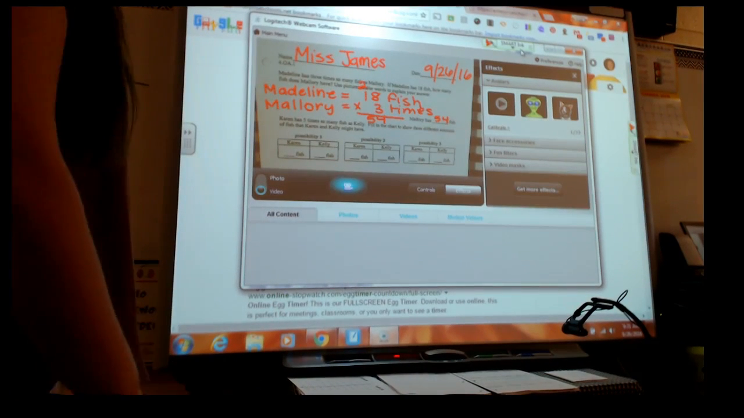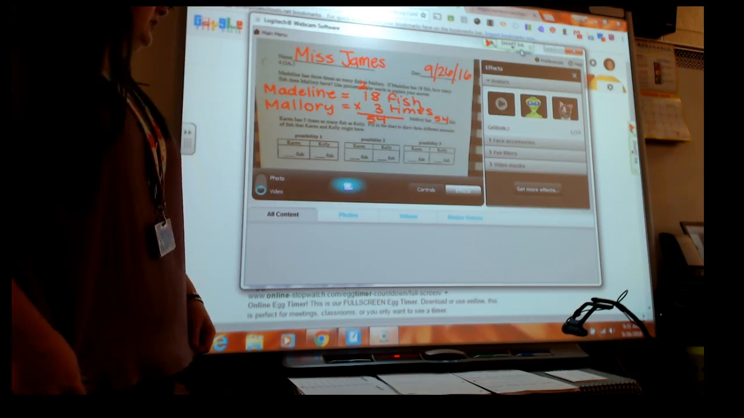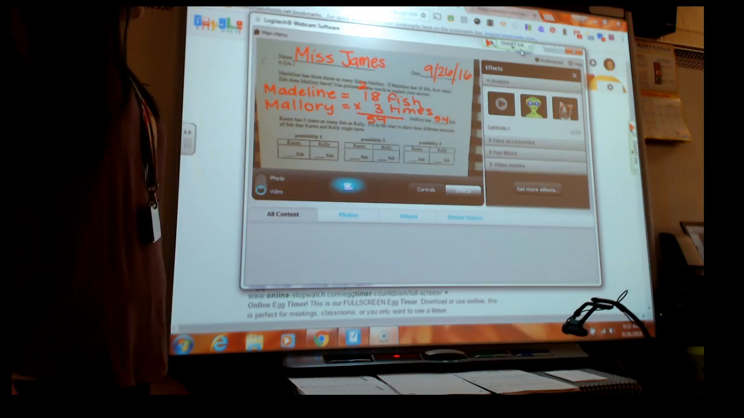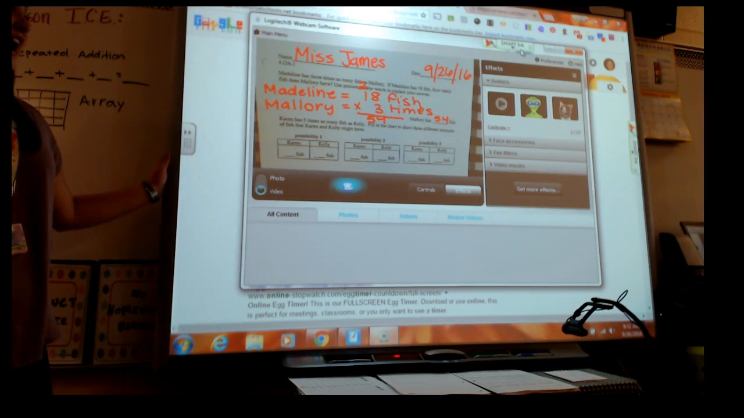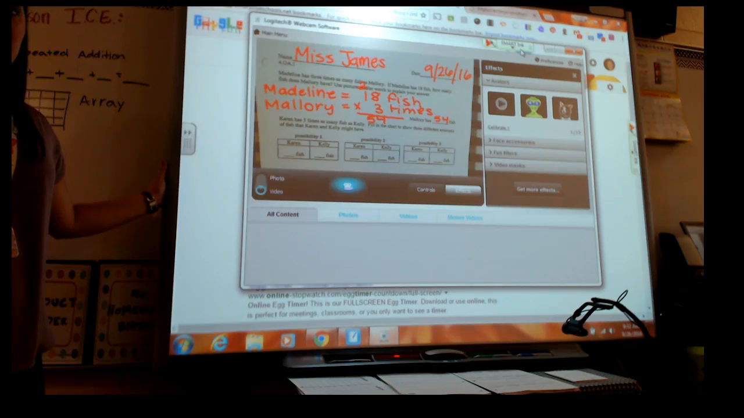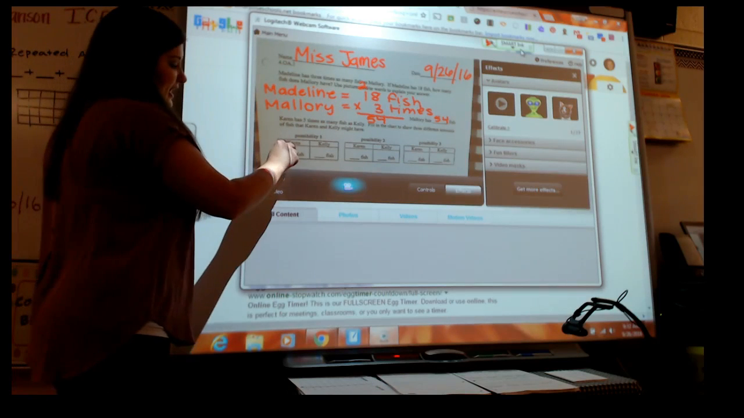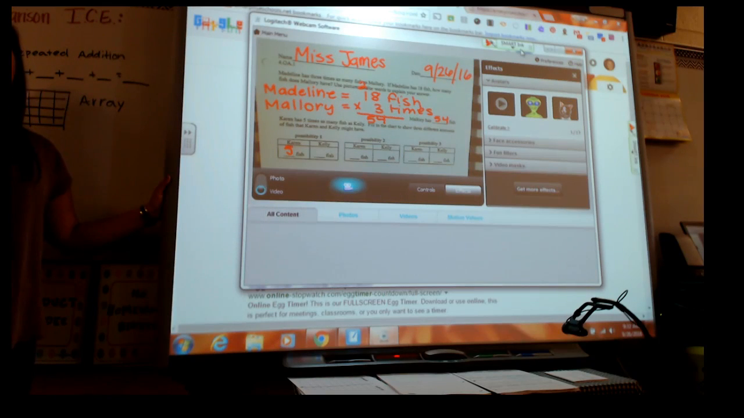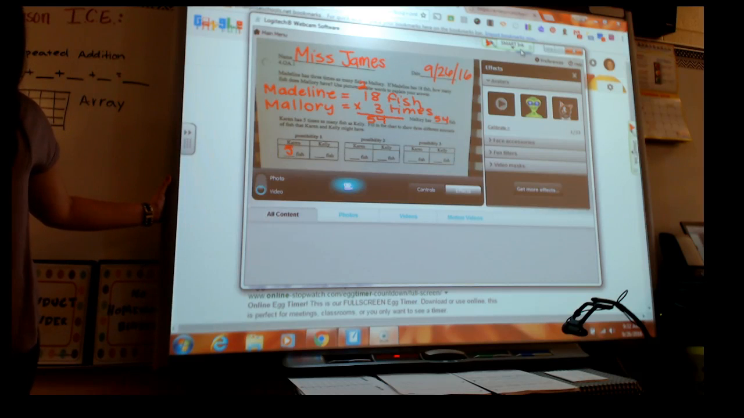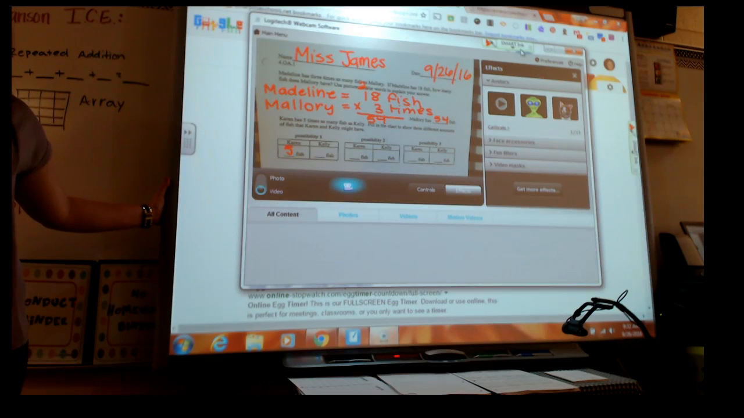Alright, next. Karen has 5 times as many fish as Kelly. Fill in the chart to show 3 different amounts of fish that Karen and Kelly might have. So if Karen has 5 times as many, let's just try it. If Karen has 5, how many would Kelly have in that situation? Alright, I see a lot of people still writing. It's time for us to move on to our next class, so we need to focus and pay attention.